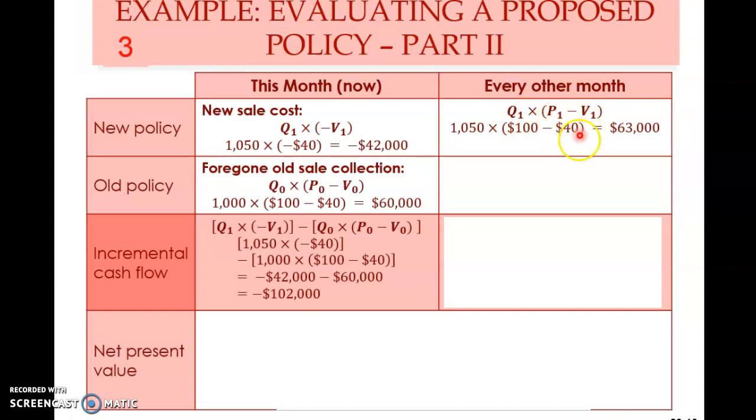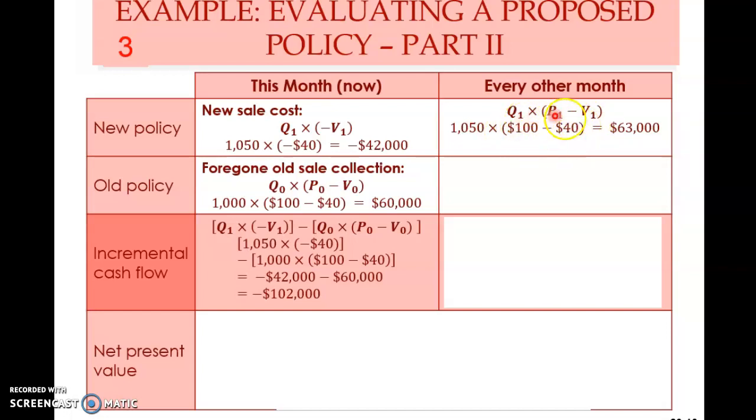The beginning of the second month will be at the end of the first month. Therefore, 100 minus 40. So you make a $60 gain. The quantity is the same. The amount that you sell every month is the same. This is fixed, 1,050. Therefore, you collect, but you also incur the cost for the coming month's sale. So therefore, these two occur at the same time.